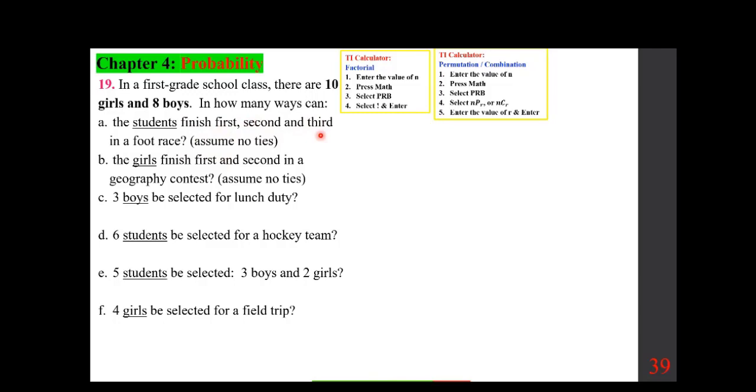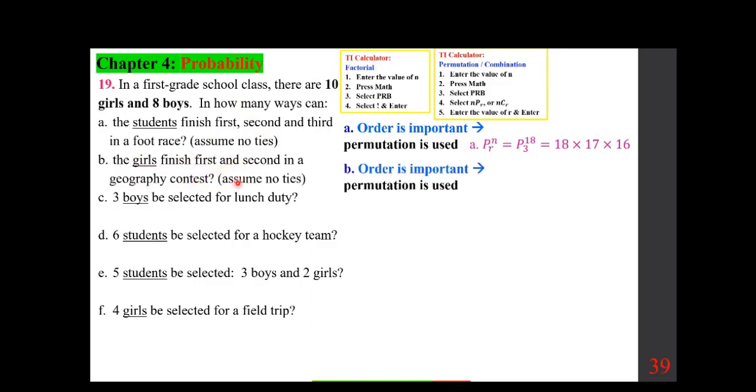It's a permutation of 18, pick 3. So you can go with the permutation formula. You can say 18, 17, 16. However, either way gives you the same answer. Now, in the second case, the girls finish first and second in a geography contest. Now, we are dealing with how many? Total of 10 now. And how many places? 2 places, and order is important. Okay, so again, it's a permutation, 10, choose 2.